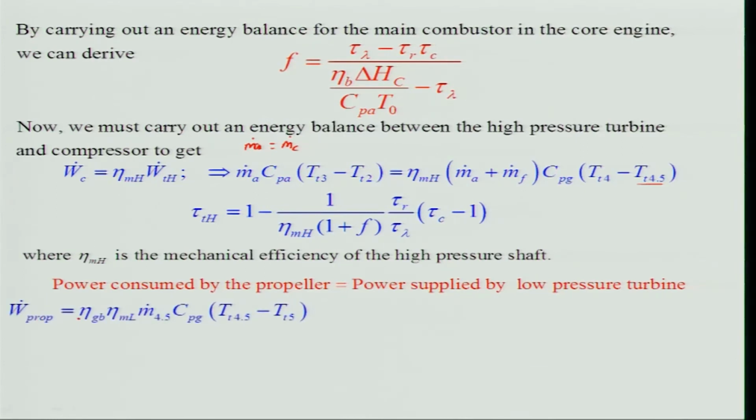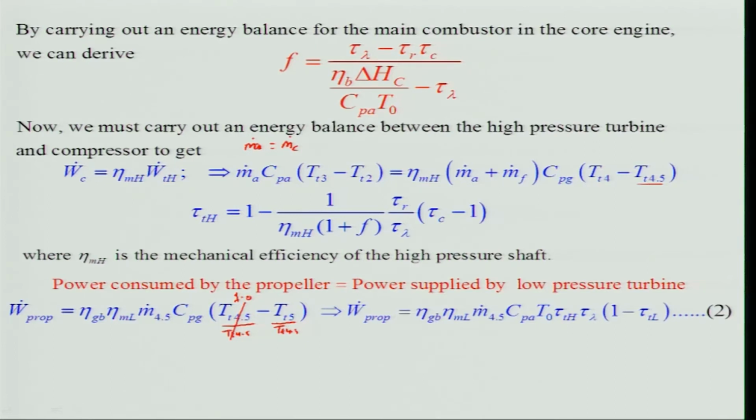The power consumed by the propeller is equal to eta GB, the gearbox efficiency, times eta ml, the mechanical efficiency of the low pressure turbine shaft, times m dot 4.5 Cpg (Tt 4.5 minus Tt 4). When you do little manipulations you will get this expression. How? I can divide by Tt 4.5, and Tt 4.5 over Tt 4.5 is 1.